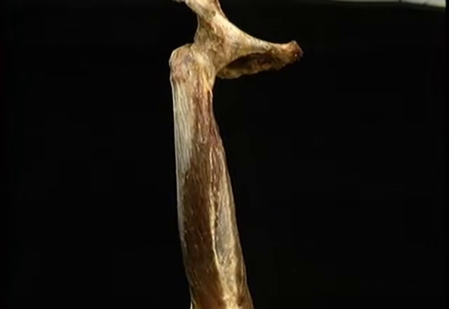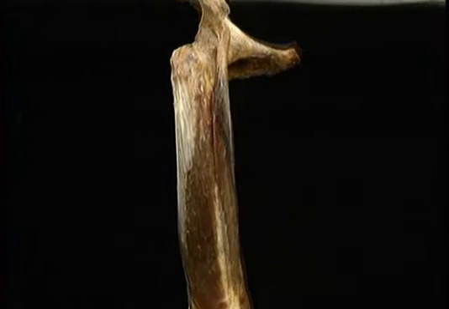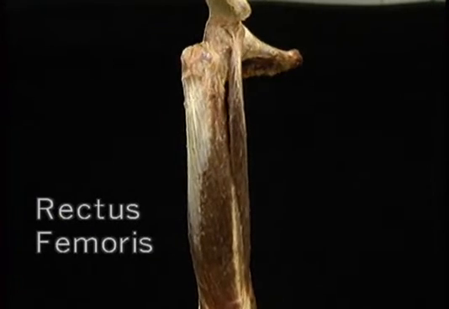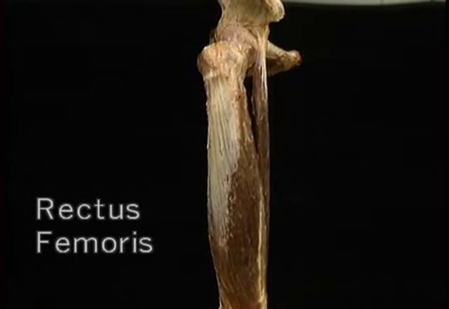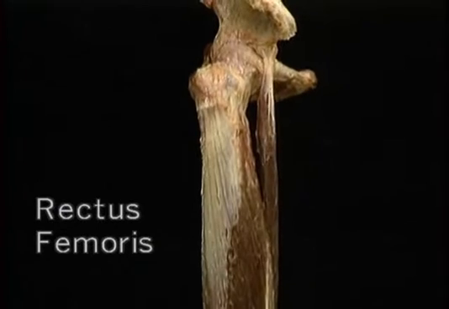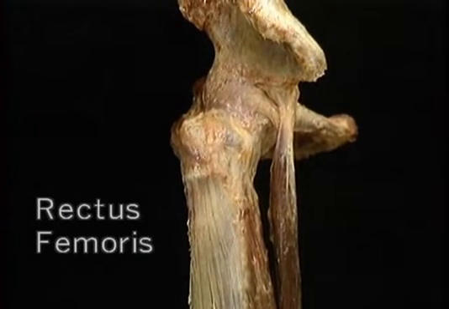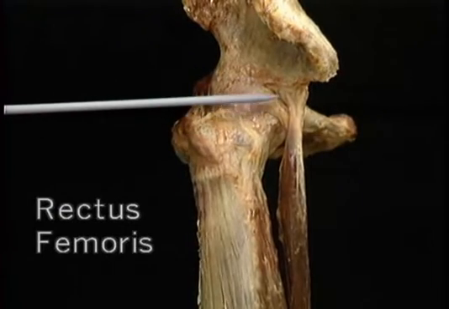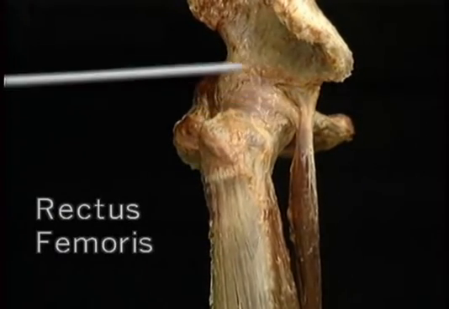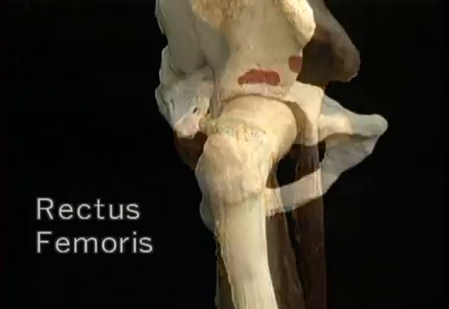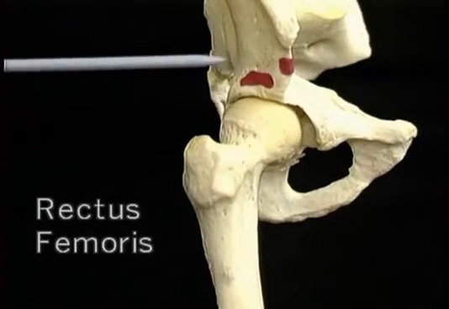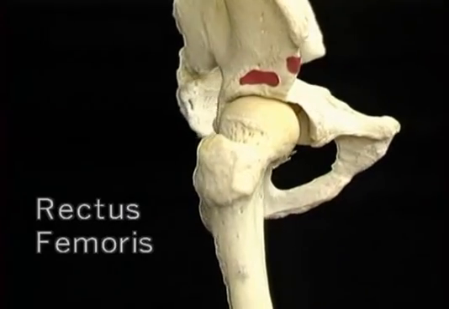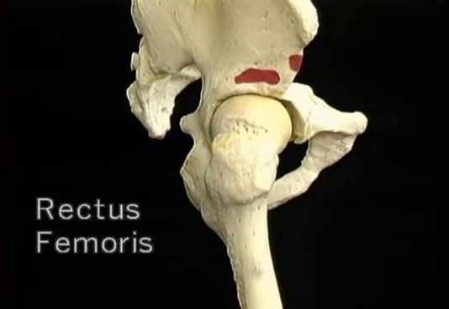Now let's add rectus femoris to the picture. Here it is. Rectus femoris arises from the ilium just above the hip joint. Its tendon of origin has 2 parts, a posterior or reflected part and an anterior or straight part. The anterior part arises from this prominence, the anterior inferior iliac spine. The posterior part arises from just above the acetabulum.